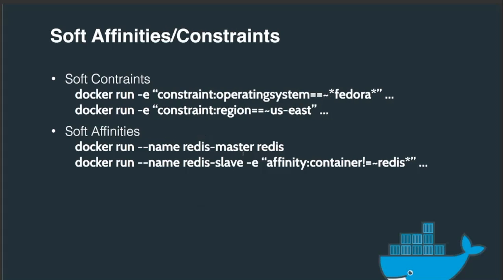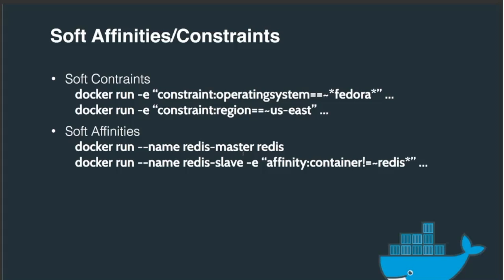And the last one are soft affinities and soft constraints. So it's basically what I just explained, but they are soft, meaning that we're going to try to apply those constraints or those affinities, and if we can't, we're just going to discard them. Pretty self-explanatory, but let's look at the last example with the soft affinities.